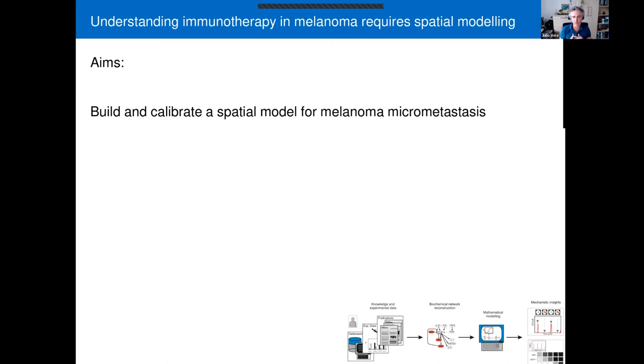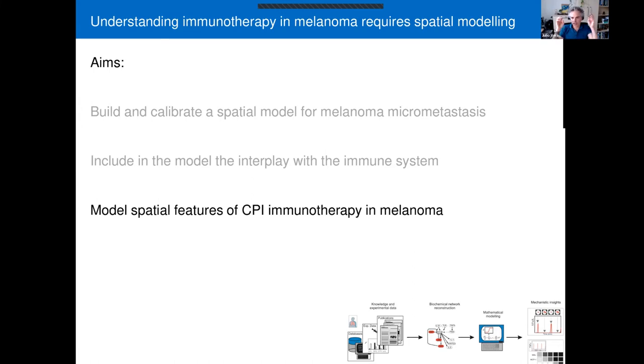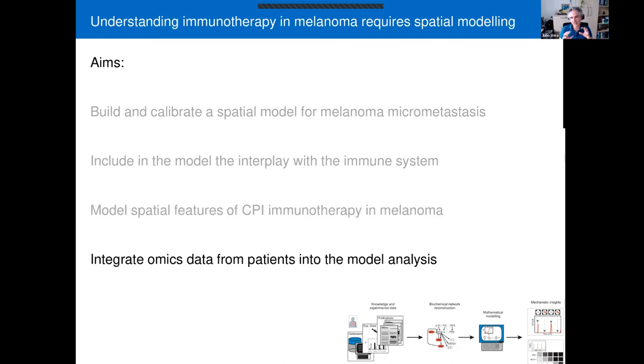And this was actually what we wanted to do. We wanted to build and calibrate a spatial model accounting for melanoma micrometastasis. We wanted to include in this model the interplay of the micrometastasis with the immune system, and spatial features that could explain and predict whether the tumor would be resistant or not to checkpoint inhibitor immunotherapy. And finally, we wanted to be able to integrate omics patient data into the model analysis and the model simulations.